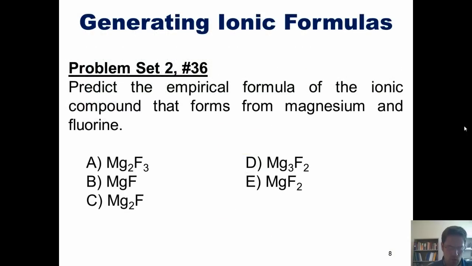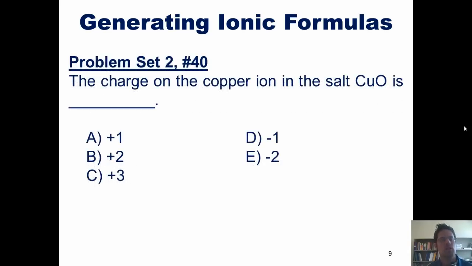So let's see if you can do this problem on your own. Predict the empirical formula of the ionic compound that forms from magnesium and fluorine. And here's another one. The charge on the copper ion in the salt CuO is what?